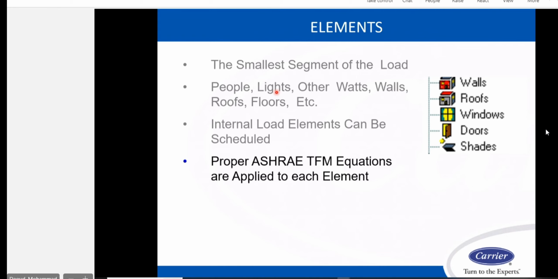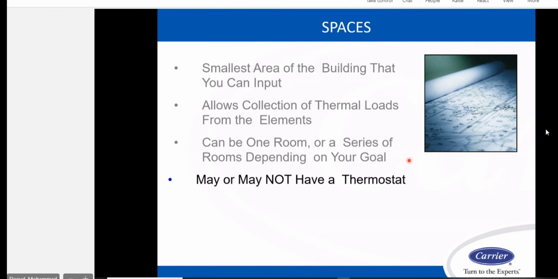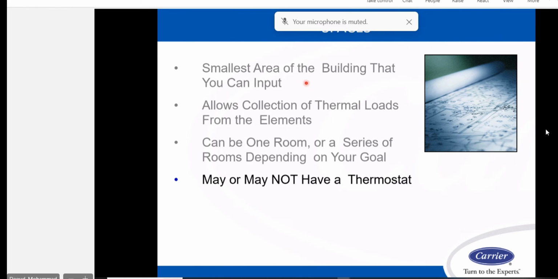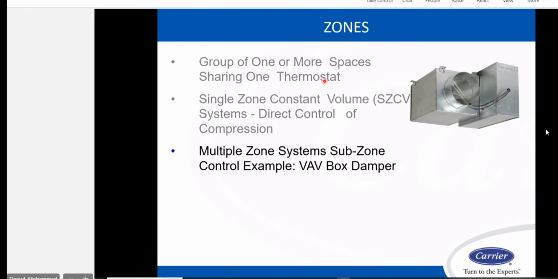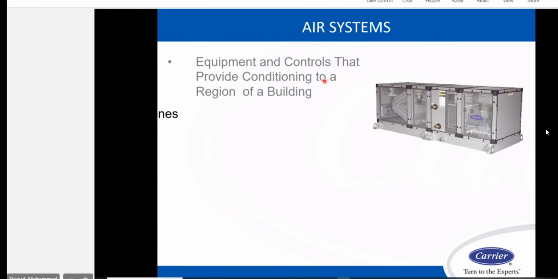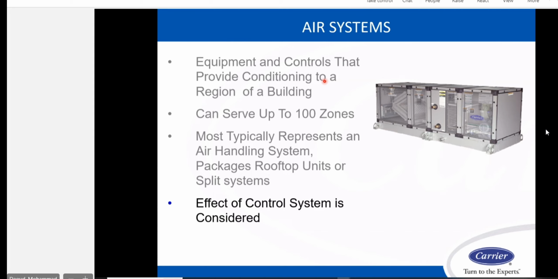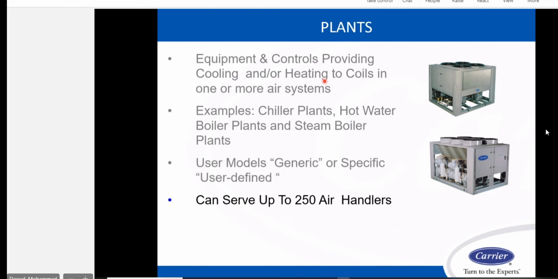The element is the smallest segment of the load. It's the walls, roof, windows, doors. This is considered as elements. And the space is the smallest area of the building that can be input. For example, a room, which consists of different elements, can be used as a space. The zone is one space or different spaces supplied by the same system, and the air systems can supply one zone or up to 100 zones. And the plants can serve up to 2050 air handlers.